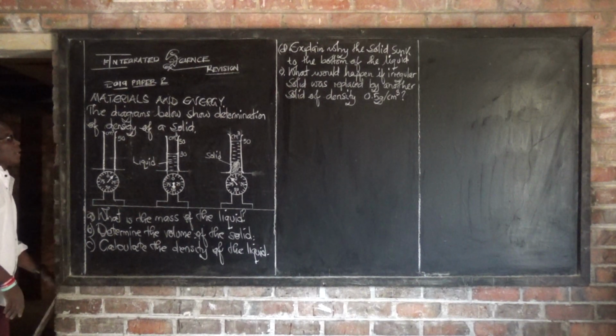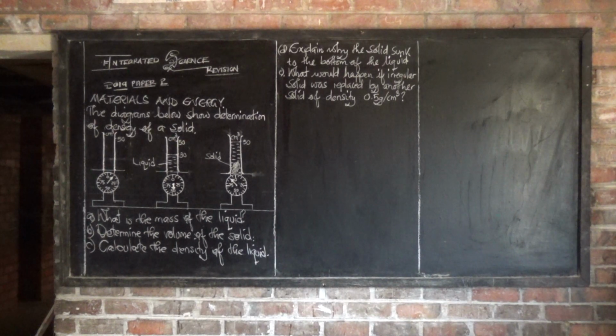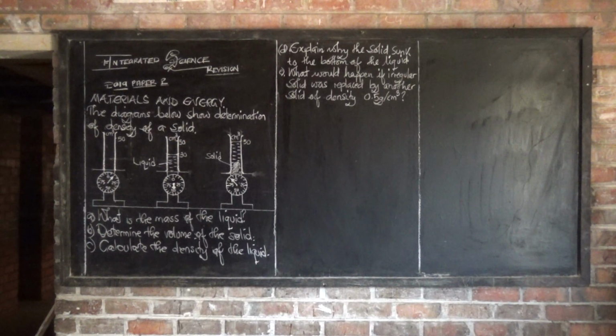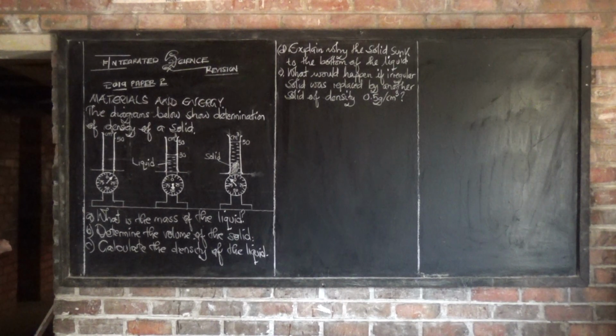20.2 paper 2, a question on materials and energy. Under this topic, materials and energy, a subtopic is density. So this question is based on determination of density. It says the diagrams below show determination of density of a solid.